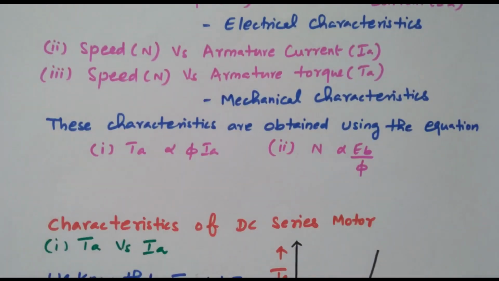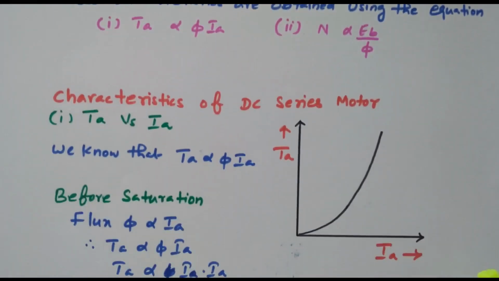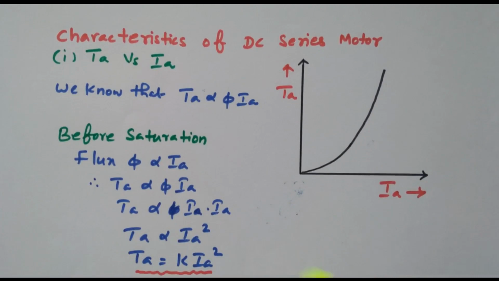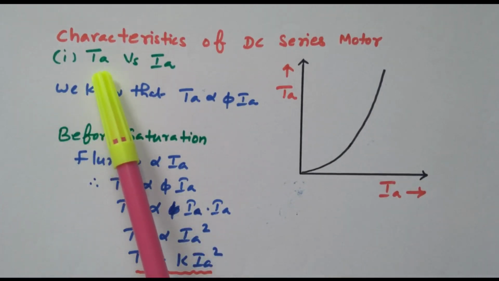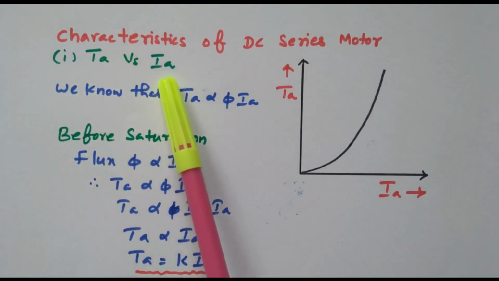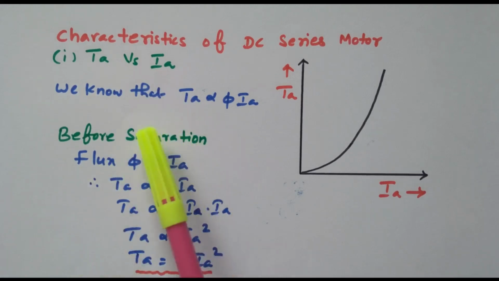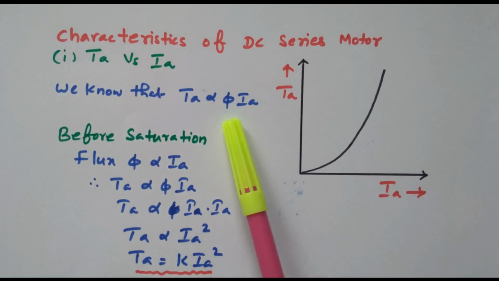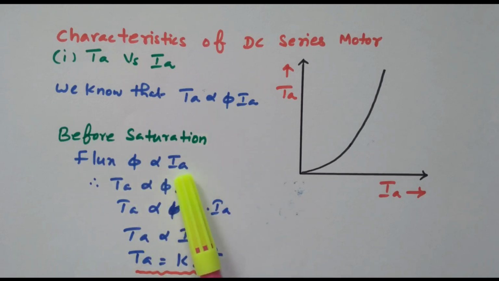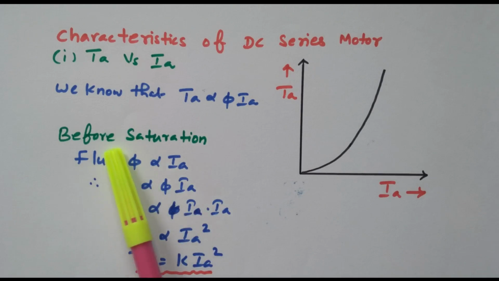First we will go to the series motor, the characteristics of a series motor. The first characteristic is armature torque versus armature current, TA versus Ia. We know that TA is directly proportional to phi into Ia, that is the basic relation. But in case of the series motor, phi is directly proportional to Ia. There are two cases available, before saturation and after saturation. First we will see the before saturation.